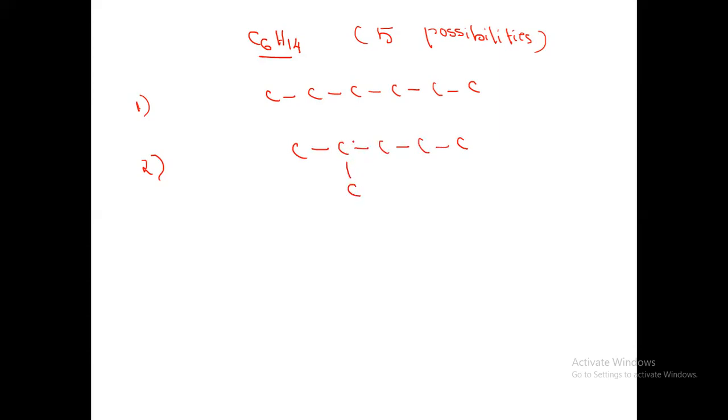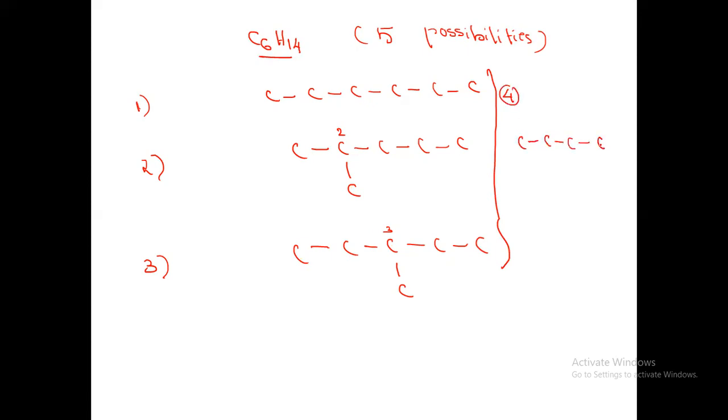Here the branch is on the second carbon, right? Now we have one more possibility with 5 carbons, 1, 2, 3, 4, 5: the branch can be in the third position. So here the branch is in the second carbon, and here the branch is in the third carbon. So that's 3 possibilities. Now change the main chain, make it 4, the fourth possibility. I'm making this main chain 4 carbons. Now you need 2 more carbons, right? So 2 branches, one in the second position and one in the third position.